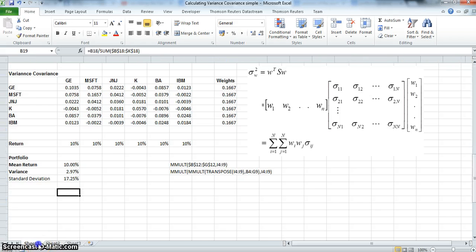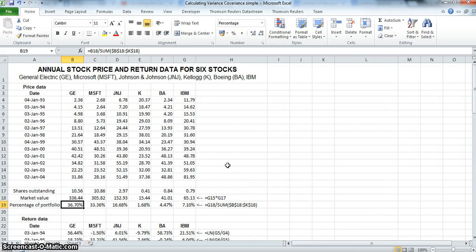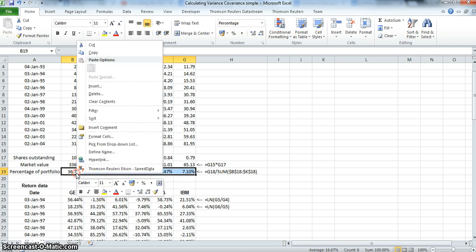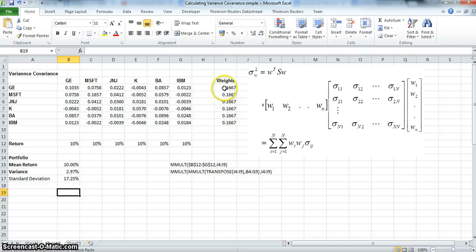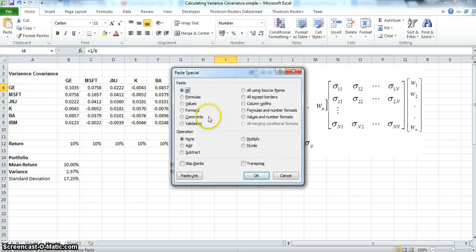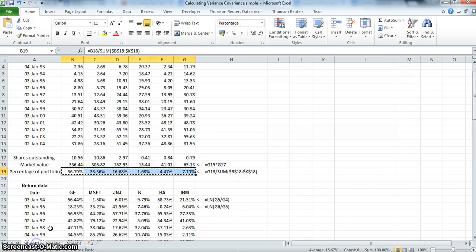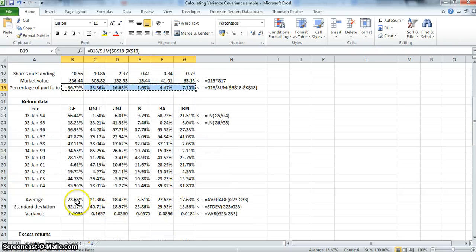If we go back to the initial spreadsheet and take the initial weightings, so initially we worked out weights based on market capitalization values, we could copy and paste those weights in. So paste special, values and transpose, and we notice that the return still remains the same because we very arbitrarily imposed a 10% return on each of the assets.